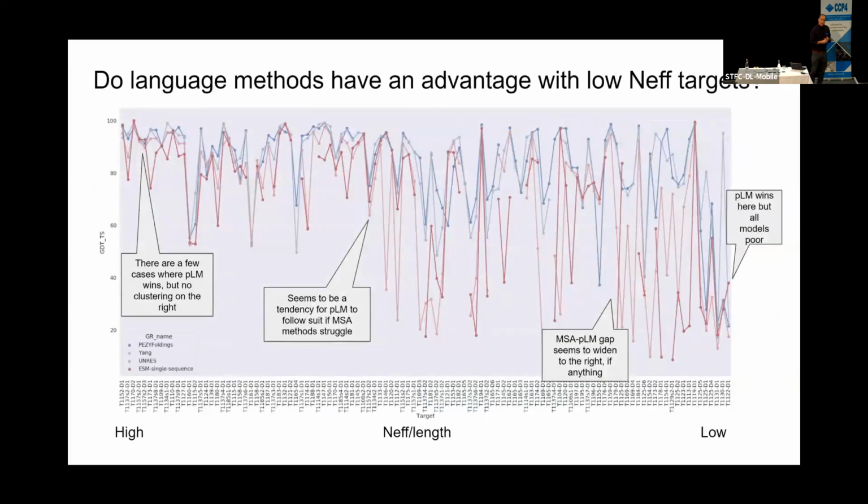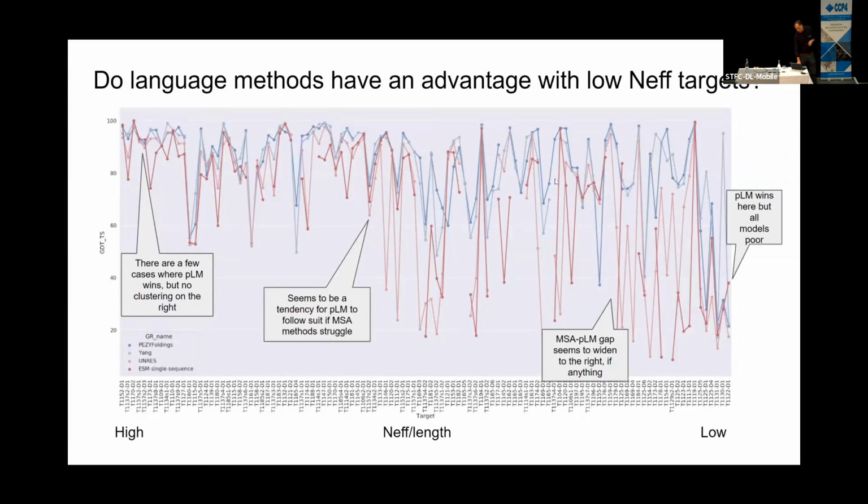The other important question is whether these language models do in fact perform better when you only have a small number of homologs, a low NF. That's what we're looking at here. So here we've got the targets arrayed from a high NF. So we've got lovely, rich, deep multiple sequence alignments over here. And over here, we've got the singletons and the trickier low NF cases. We've got 2 MSA-based methods in blue, and we've got 2 language model methods in red.